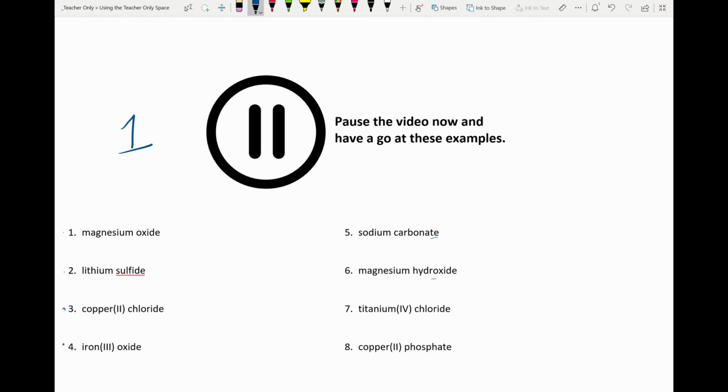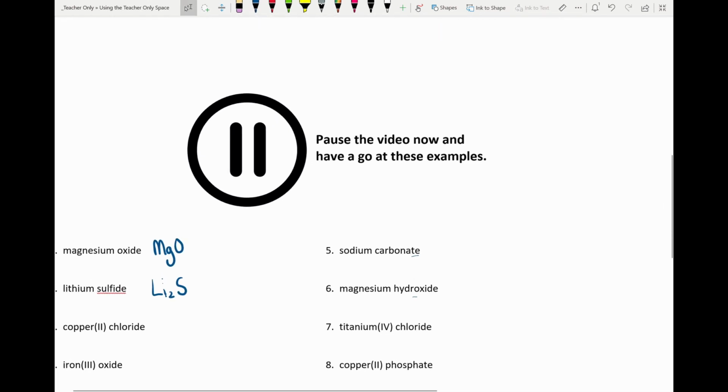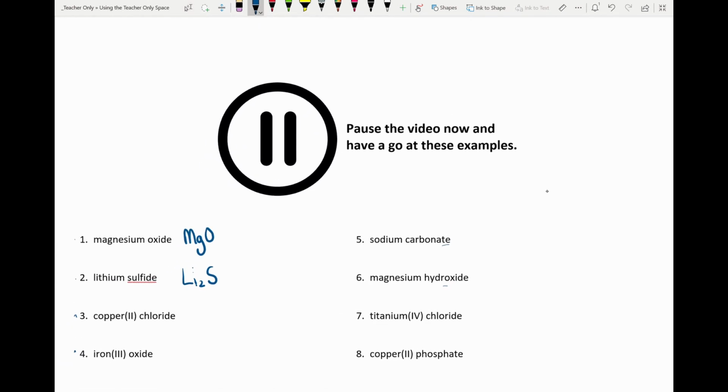If you're not feeling so confident, this is opportunity number 2 to pause. I'm going to give you the SVSDF answer, the chemical formula, and all you're going to have to do now is put the charges in. So magnesium oxide is MgO, lithium sulfide is Li2S, copper chloride with a Roman numeral 2, copper(II) chloride, is CuCl2, iron(III) oxide is Fe2O3.